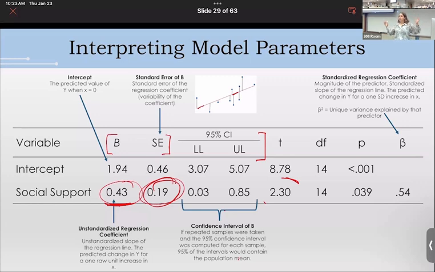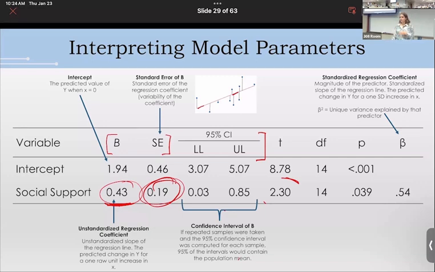So all slopes are rise over run. Slopes in general are as X goes up by 1 blank, Y will go up by this much. The question is, what is the blank? If it's unstandardized, then it's as X goes up by 1 unit of X, Y will go up by this much of Y. If it's standardized, it says X goes up by 1 standard deviation, Y will go up by this many standard deviations.